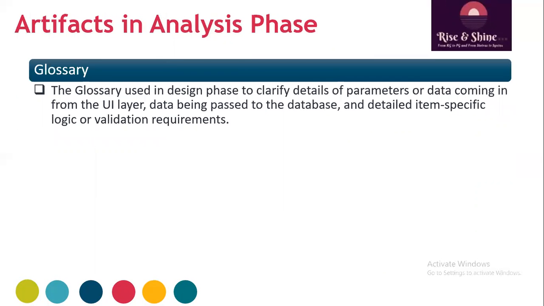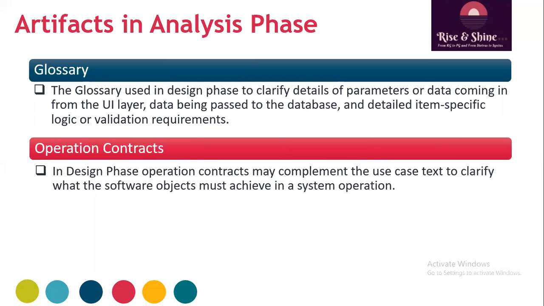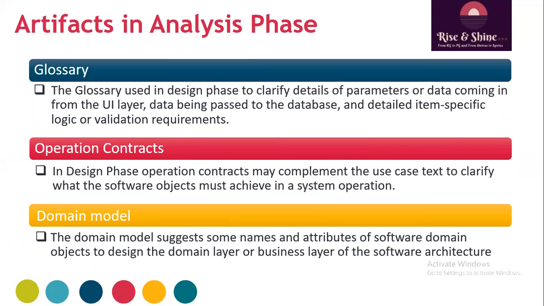We are finding out the glossaries, then we are developing some operation contracts, and we are developing basically a domain model, which contains the real-time entities in a software and some of the attributes of those entities. So we are finding out the domain model also.